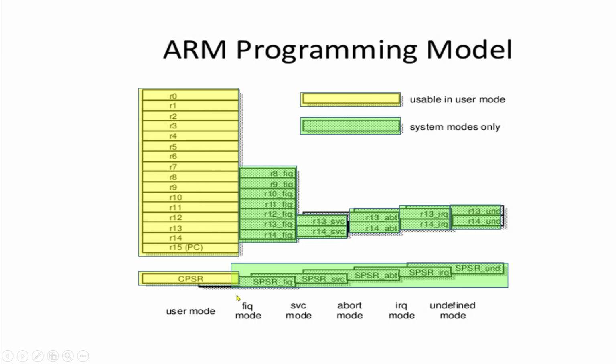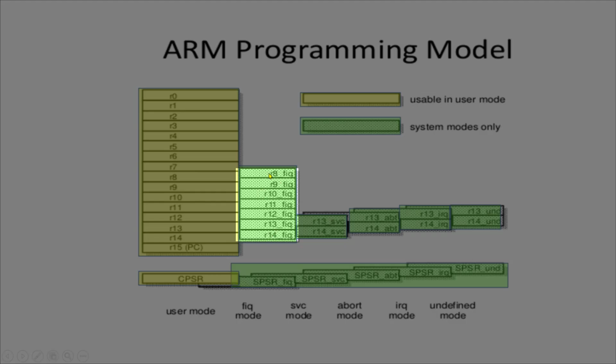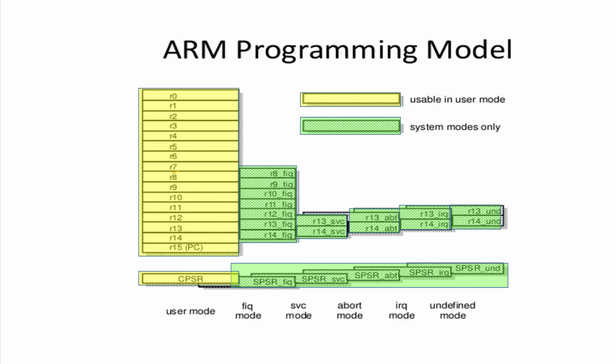When the processor comes into this FIQ mode, the R8 register is replaced with R8_FIQ. Similarly, all the registers from R8 to R14 are replaced by the respective registers from the FIQ mode. These are the banked registers. These are called banked registers.